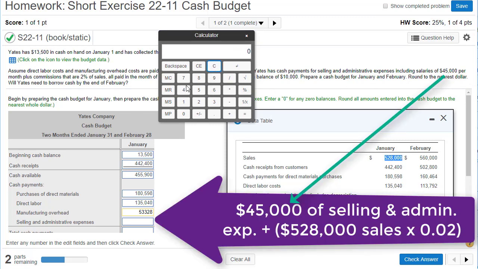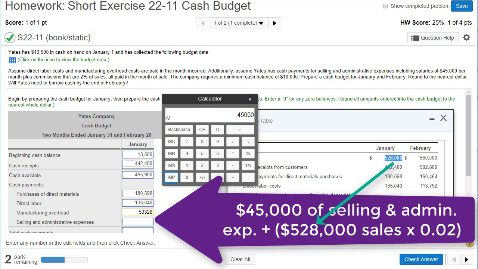So always clear first. 45,000. MP is memory plus, so that added 45,000 to memory. And now I'm going to take 528,000 times this 2% for sales. So clear that. Notice the number is still in memory. We did not clear memory. If I wanted to clear memory, I'd hit MC, but I do not want to clear memory.